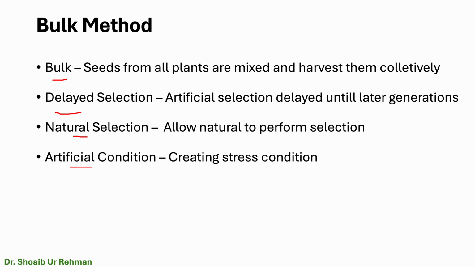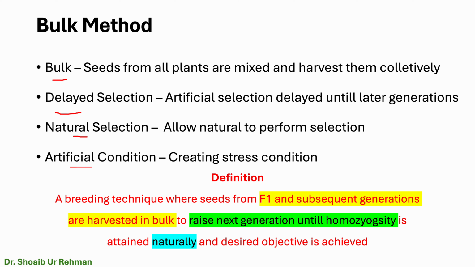So when we combine all these terminologies together, let's have a look at a proper definition of the bulk method. Basically, it is a breeding technique where seeds from F1 and the subsequent generations are harvested in bulk to raise the next generation, until homozygosity is achieved in a population.